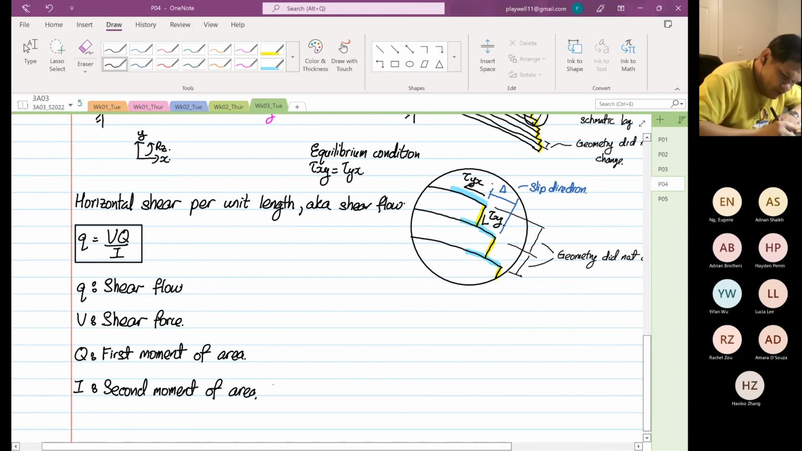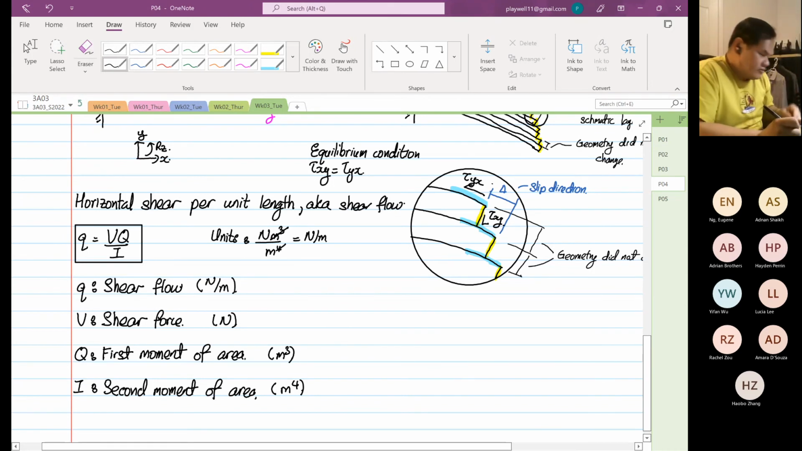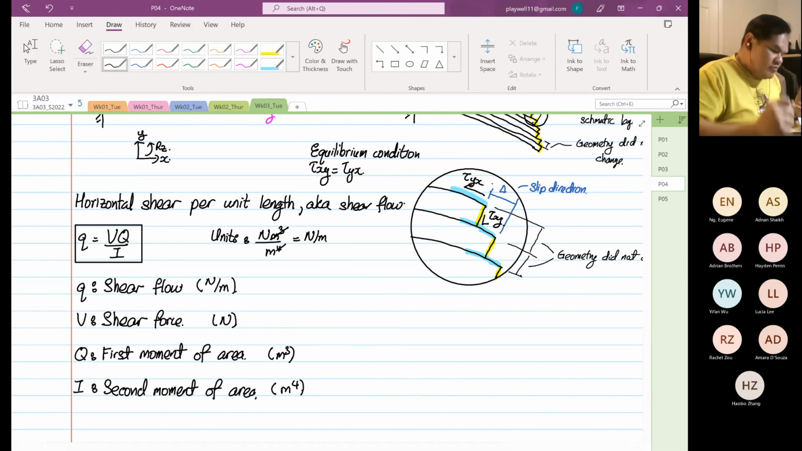So when we look at units, I is in meters to the power 4, Q is in meters to the power 3, and V is in Newtons. If we do a unit balance, the shear flow has Newton meter cubed over meter to the 4, you get rid of these, so this will be equal to Newton per meter.